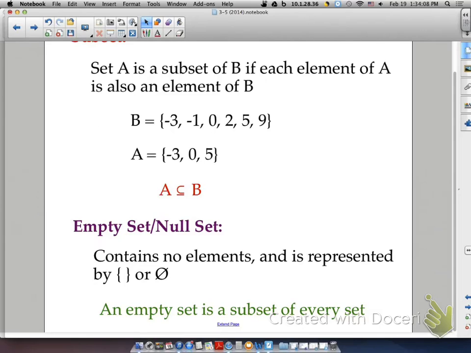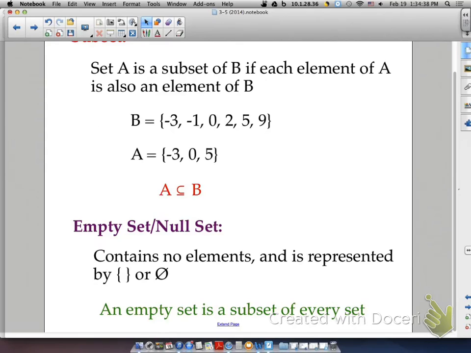All right, and the interesting thing is, an empty set is a subset of any set. Even other empty sets? Even other empty sets, yeah. So if you're asked on the next page to list the subsets of a set, guess what the first set you're going to list? The empty set, the null set, yes.